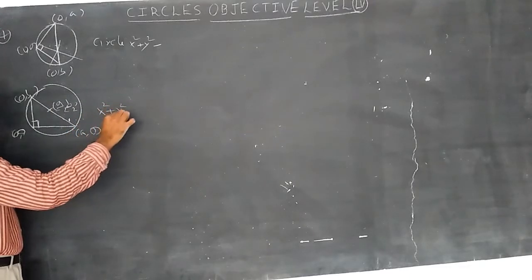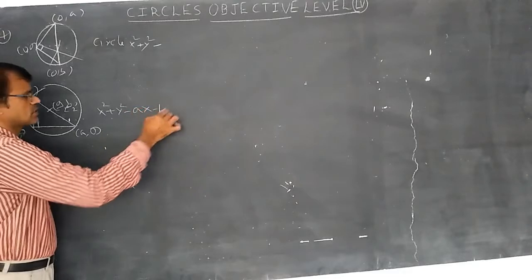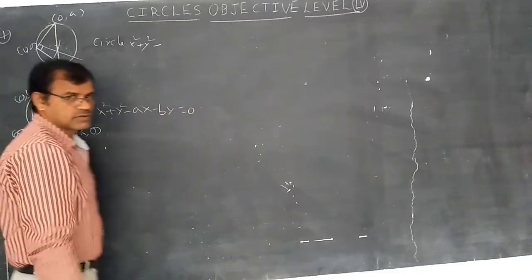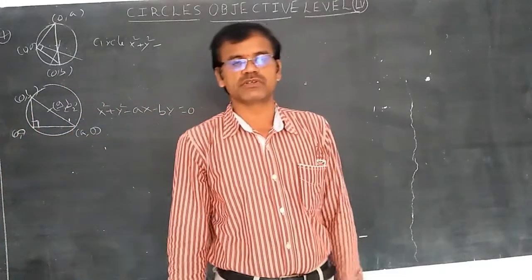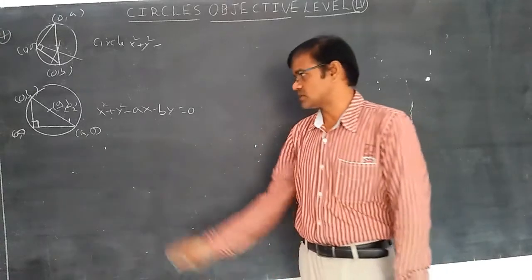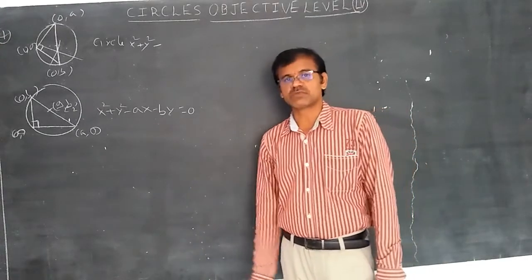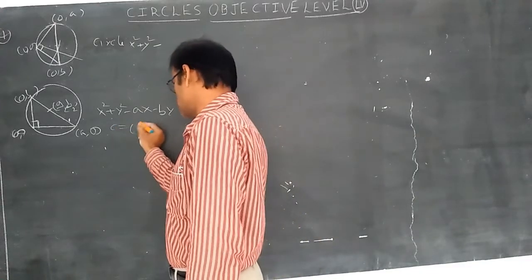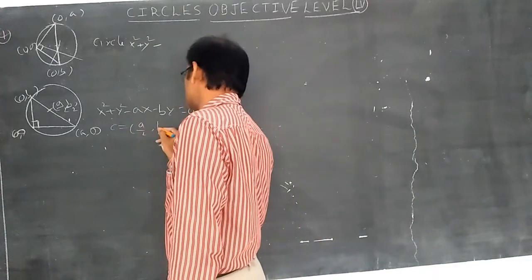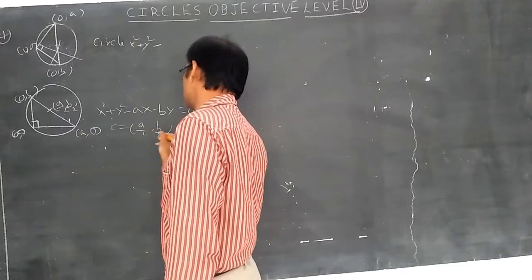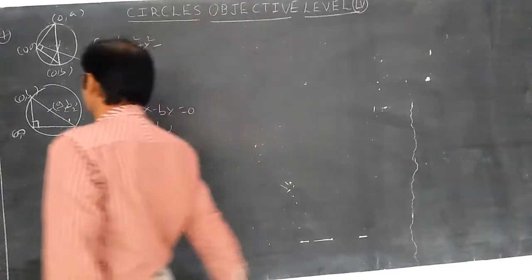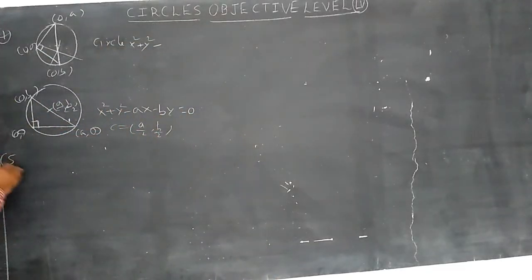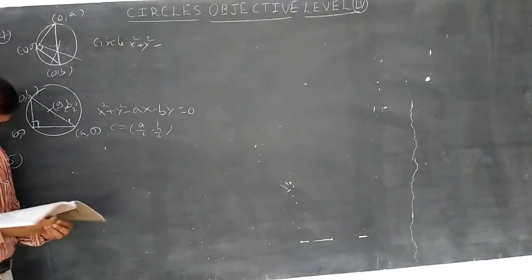So x square plus y square, we know the equation of the circle passing through the points 0 0, a comma 0 and 0 comma b is x square plus y square minus ax minus by is equal to 0. According to this equation also, we can conclude the center is a by 2 comma b by 2. So it is wrong, correct the print mistake. Not 0 comma a, it is a comma b.